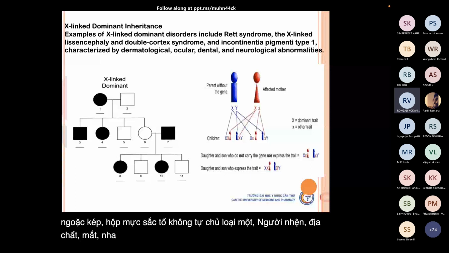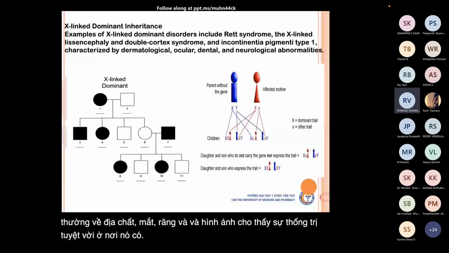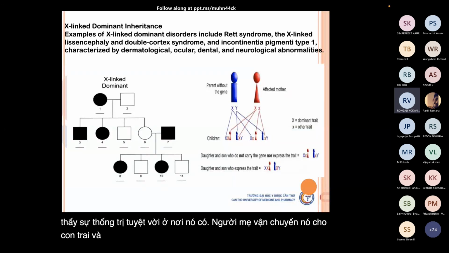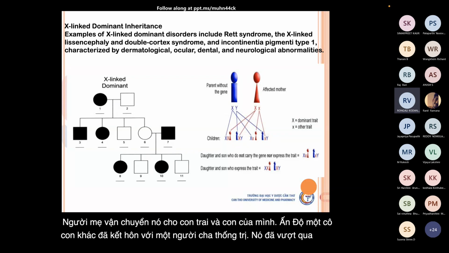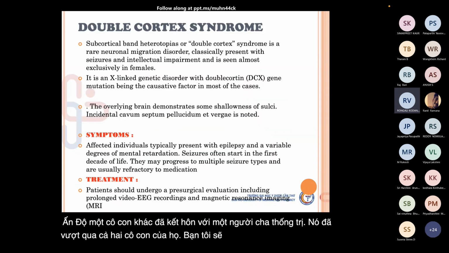The picture shows X-linked dominant inheritance where a carrier mother passes it to her son and her daughter. And here another daughter who has married a dominant father; it is passed to both of their daughters. Now my friend is going to continue with the next topic, double cortex syndrome.